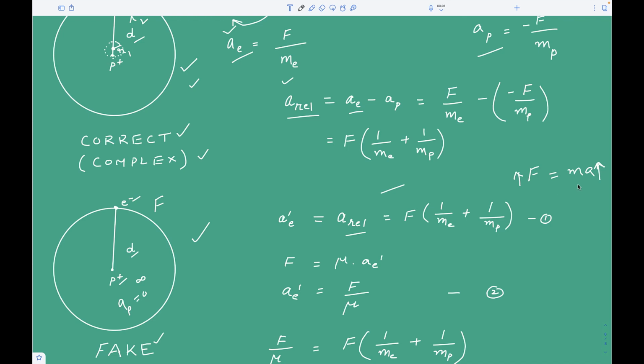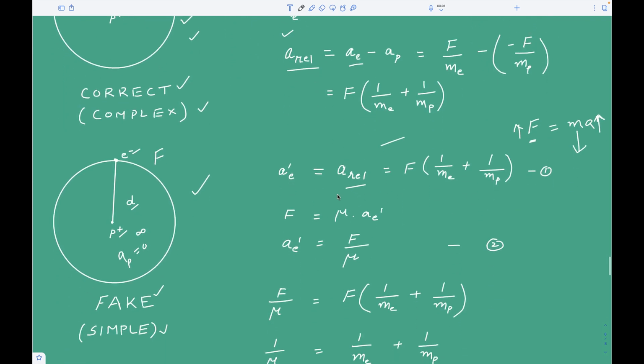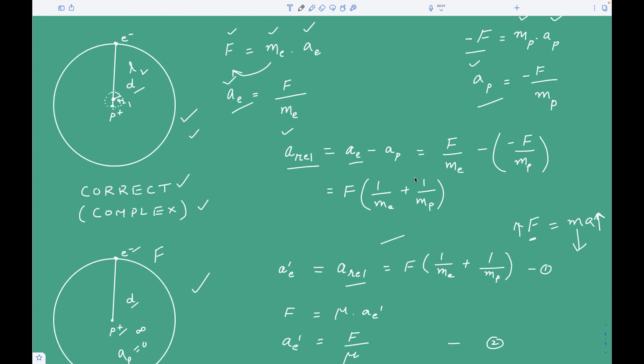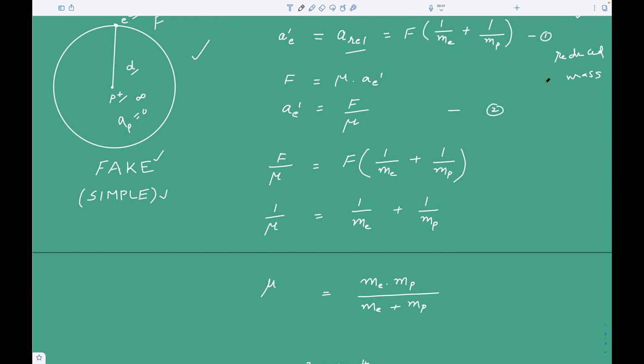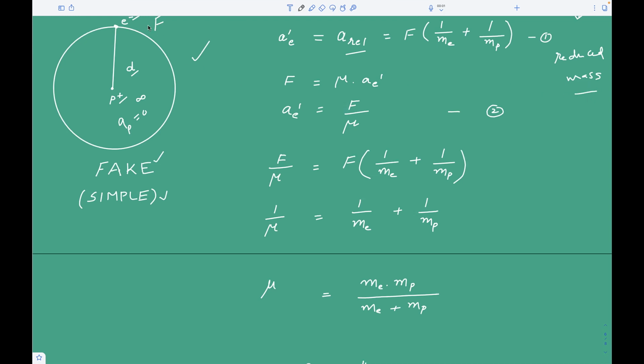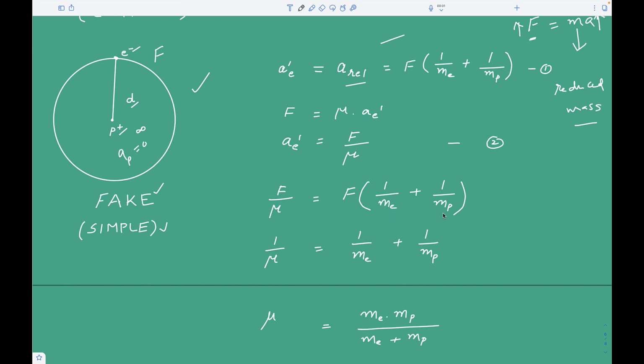How is that possible? If you want more acceleration for the same force, the only way out is to reduce the mass, right? So, if you want this electron to have more acceleration, because the force is the same in both these cases, you have to assume that the mass of the electron in this model is less than the real mass of the electron. That is why this assumed or imaginary mass of this electron is called reduced mass, because it is less than the real mass. Now let us derive an expression for the reduced mass of this electron in terms of the real mass of the electron and proton.